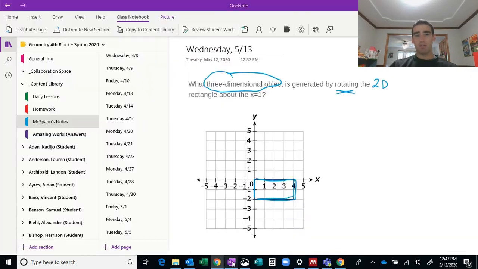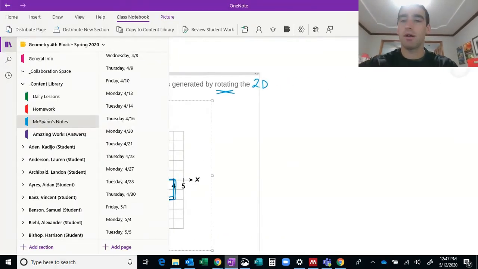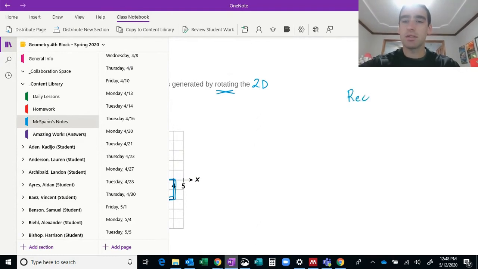So let's actually think about that. Let's make a little cheat sheet over here. Rectangles usually rotate to make cylinders.